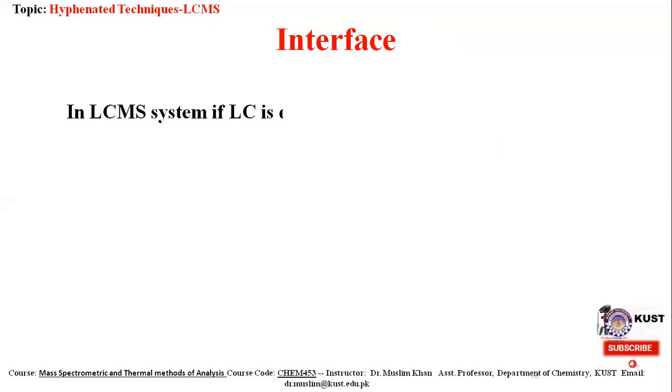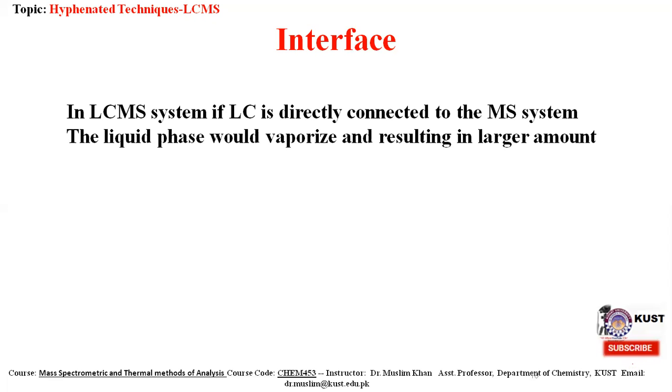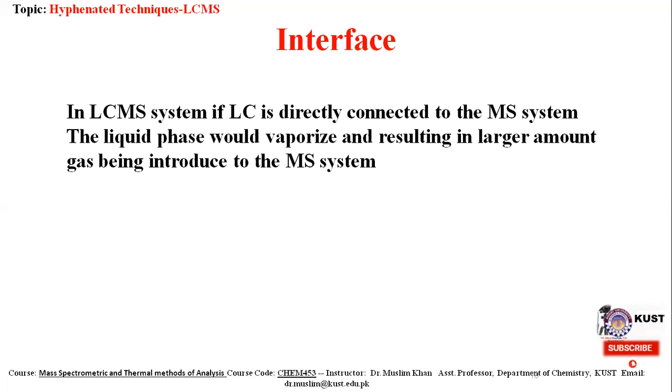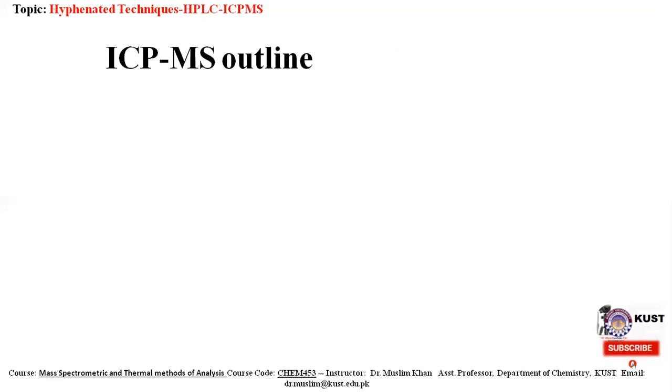So, the interface in an LC-MS system. If LC is directly connected to the MS system, the liquid phase would vaporize, resulting in a larger amount of gas being introduced into the MS system. This decreases the vacuum level, which will stop the ions from reaching the detector.